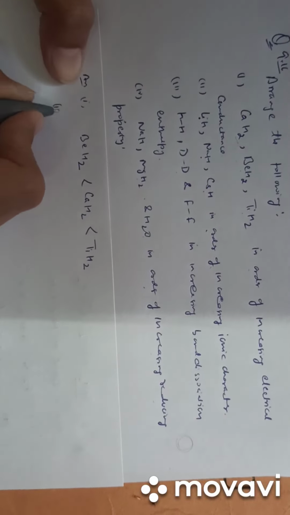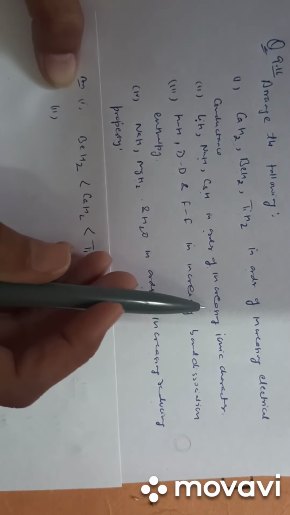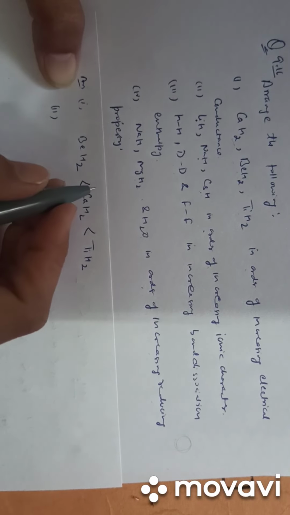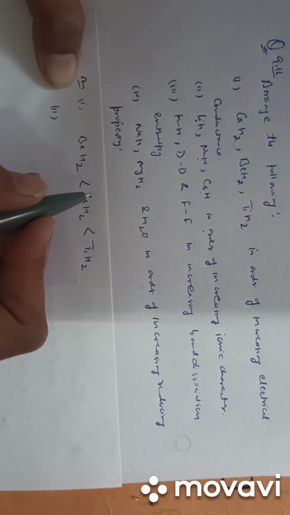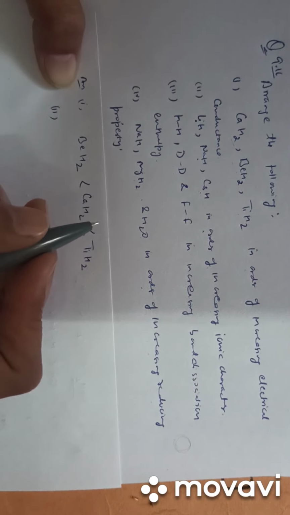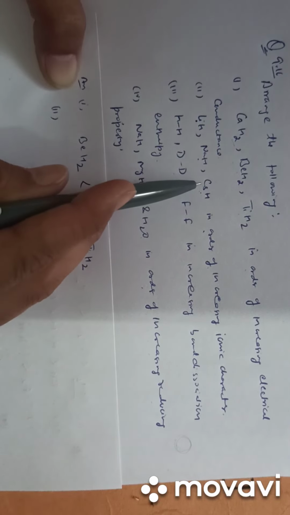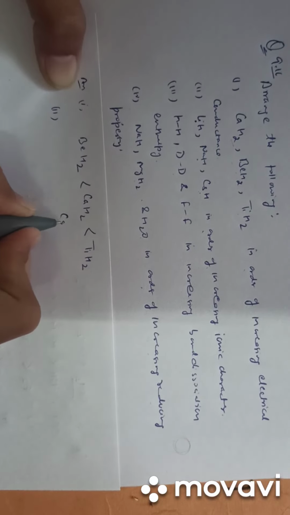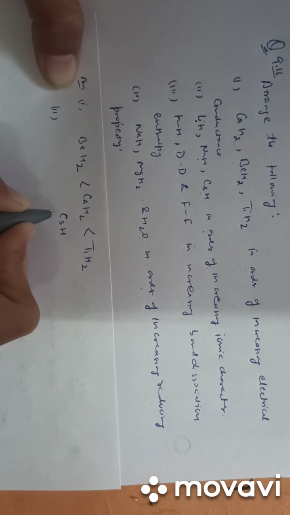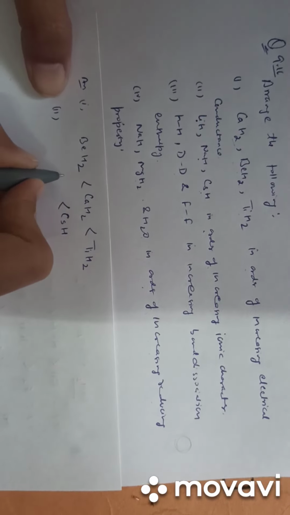So question number 2, lithium hydride, sodium hydride, cesium hydride, arrange in increasing ionic character. In case of the ionic character, if electronegativity is less, then ionic character becomes more. Okay, and you can also relate it with the size. So the cesium hydride has maximum size, least electronegativity, because it lies down the group at the bottom of the group, so its ionic character will be maximum.